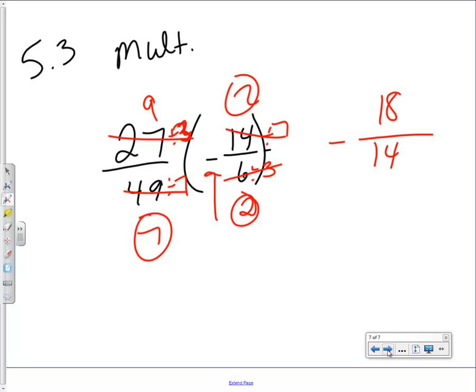This guy was negative. So when you're multiplying, you're looking to see if signs are the same, and they're actually not. They're different. So signs are different. The answer is always negative. If they ask you to simplify, then you would divide the top and bottom both by 2, to simplify one more time, and then you would have your final answer.